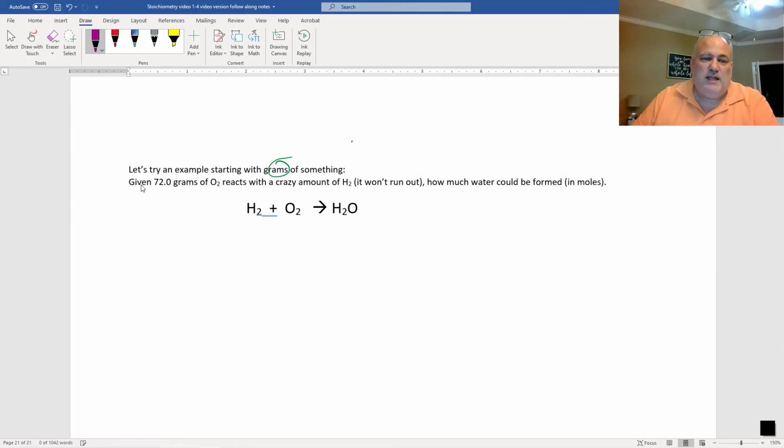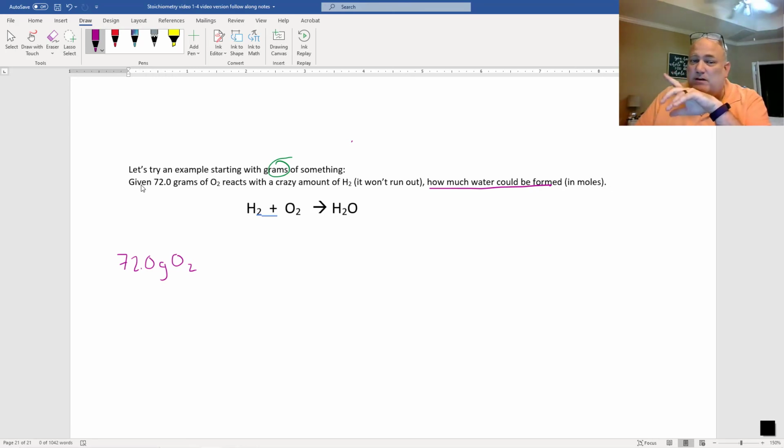So in this problem, they're starting us off with 72.0 grams of O2. And they tell you that there's a crazy amount of H2, which essentially says we don't really need to worry about H2. They're asking how much water could be formed in moles.